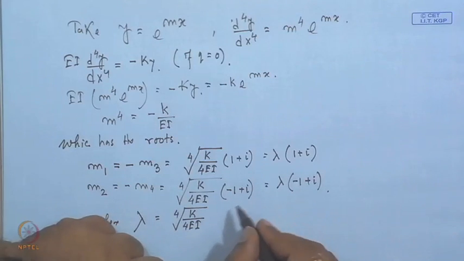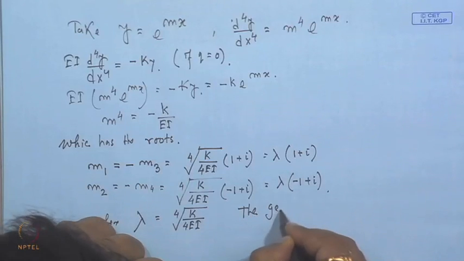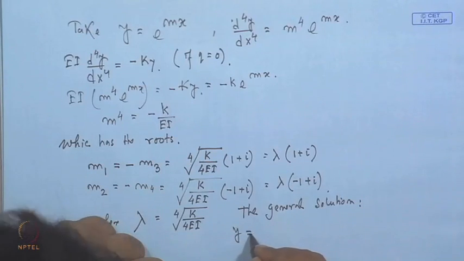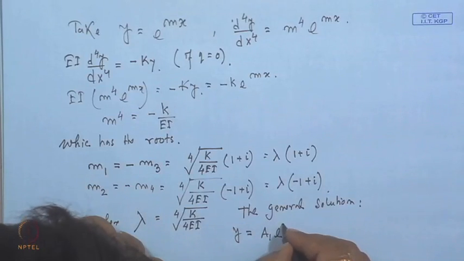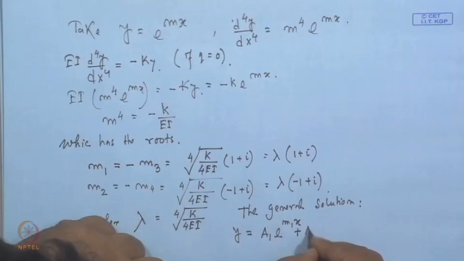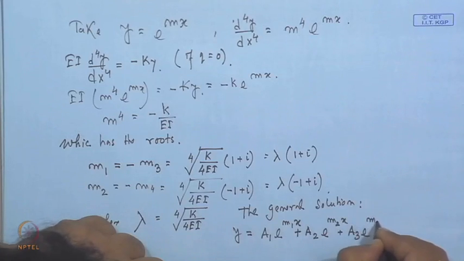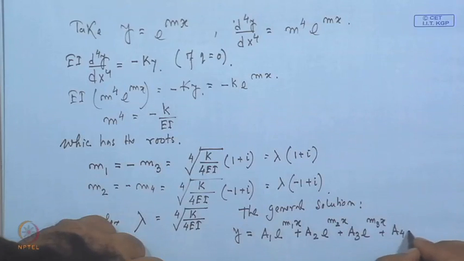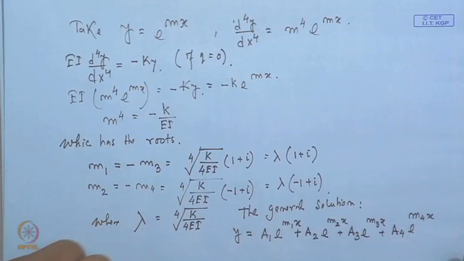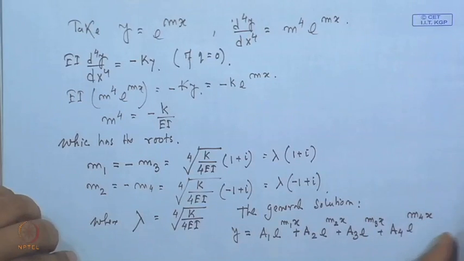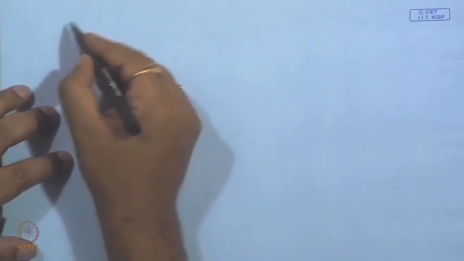So, the general solution of this equation will be y equal to a 1 e to the power m 1 x plus a 2 e to the power m 2 x plus a 3 e to the power m 3 x plus a 4 e to the power m 4 x. So, y equals a 1 e to the power m 1 x, a 2 e to the power m 2 x, a 3 e to the power m 3 x, and a 4 e to the power m 4 x. Now, finally, we will get this expression.